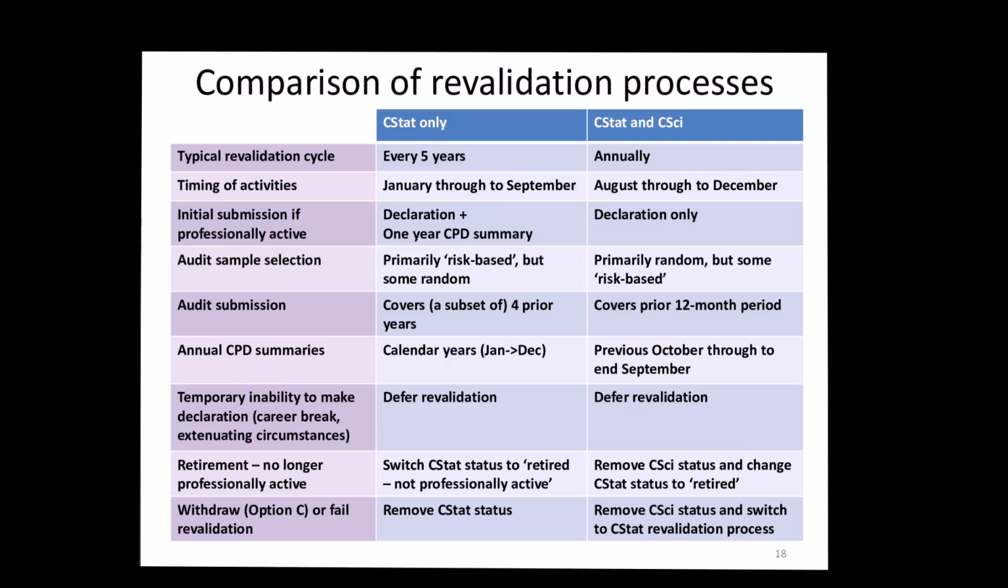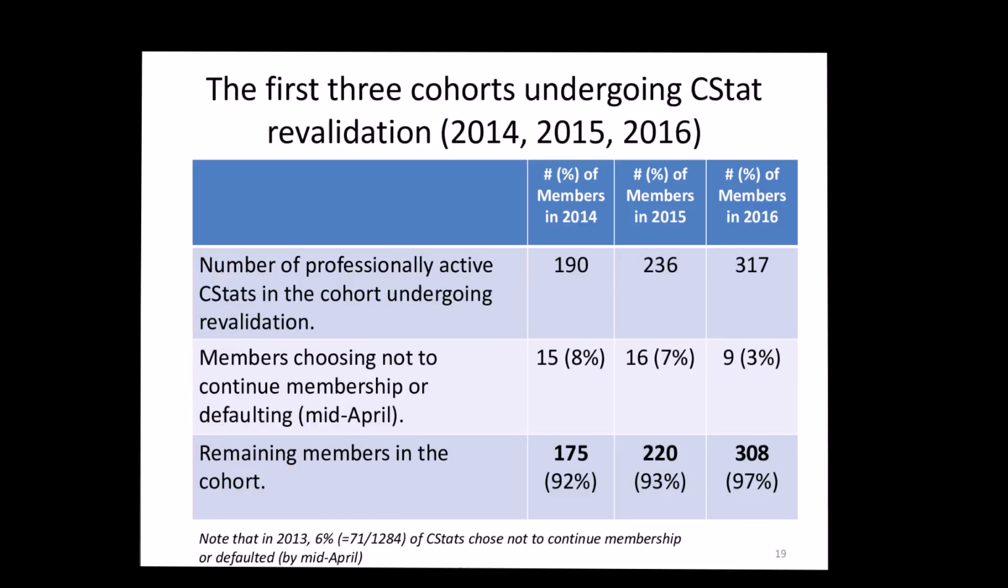And if a member withdraws, i.e. chooses option C, or fails revalidation in the CStat process, then they lose their CStat status. Now, if you're in the CSci process, then you lose CSci status and drop into the CStat revalidation process in the subsequent year. So let's see how these differences have manifested themselves in the outcome of the revalidation processes covered over the past 3 years, starting with the CStat revalidation process. So looking now at slide 19.